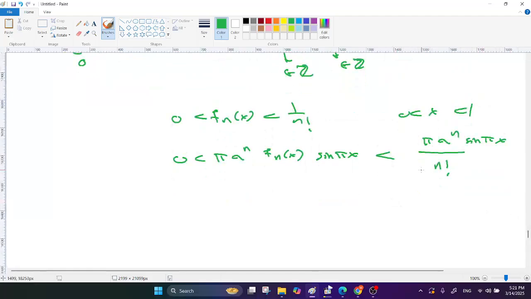Why is this correct? You should ask me why this is correct. Let me tell you. π is positive. aⁿ is positive. Remember, π² equals a over b. I told you earlier that I want to assume a and b are positive. So π and aⁿ are positive. We don't have a problem with them. Next, what about sin(πx)? Our domain here is x greater than 0 and less than 1. Multiply by π, x is greater than 0 and less than π.